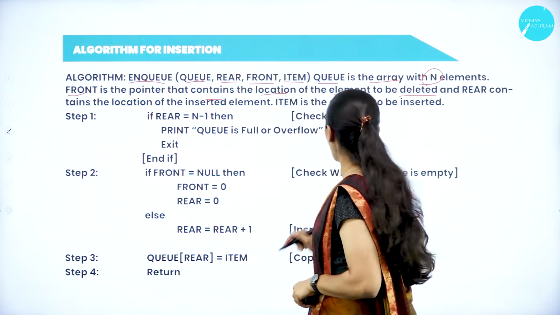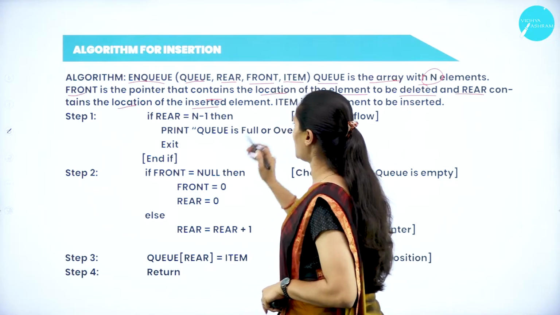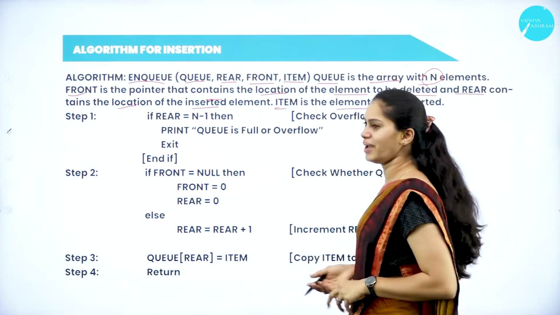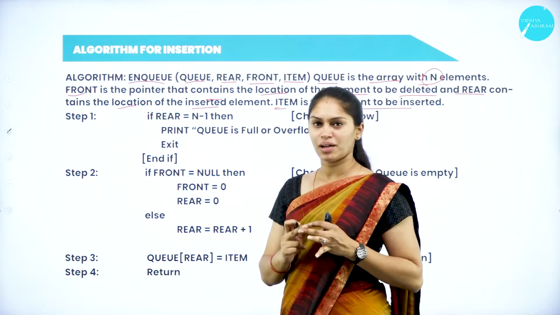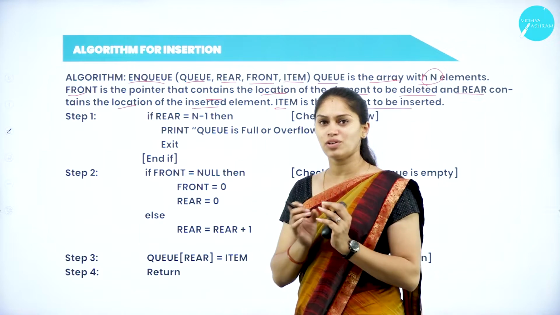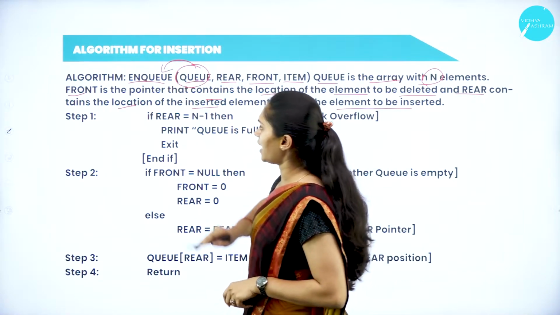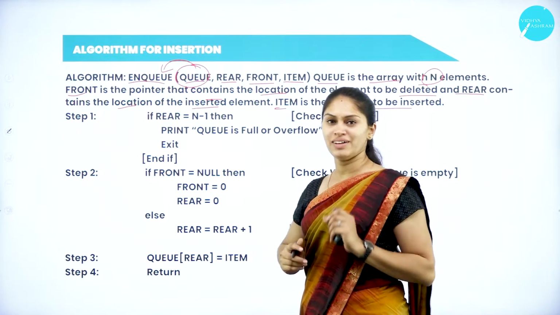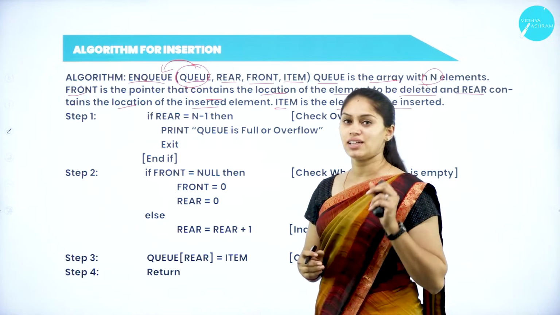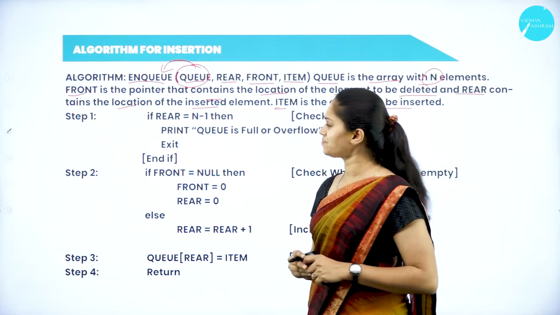Next we have a rear pointer that indicates the location of the element to be inserted. Item is the element to be inserted. So the front pointer, the rear pointer, and the item are what will be used with Q. The operation is called enqueue. We'll see the step-by-step algorithm to illustrate adding an element into the queue.